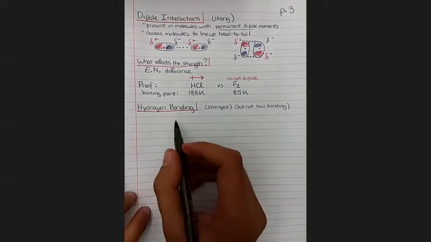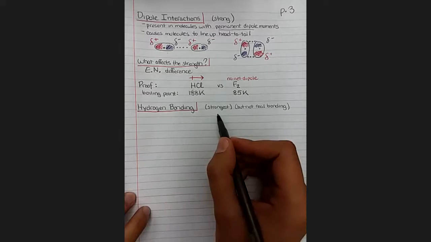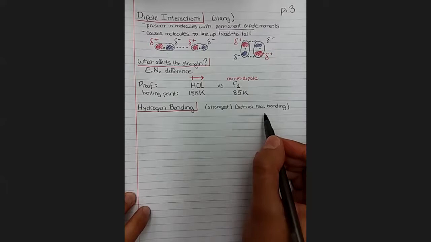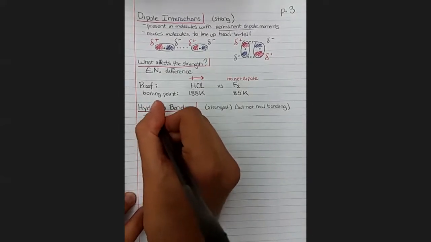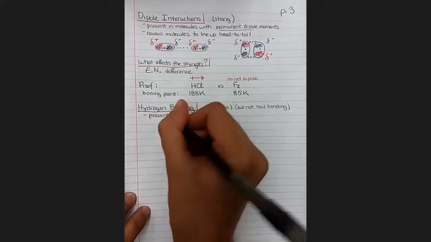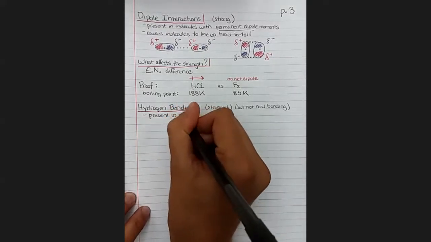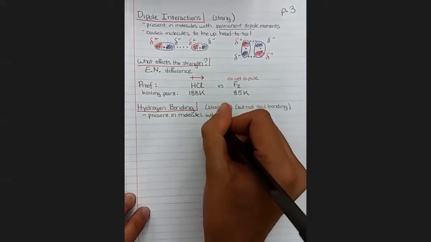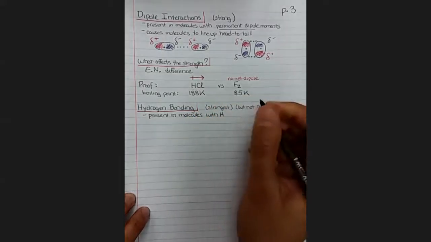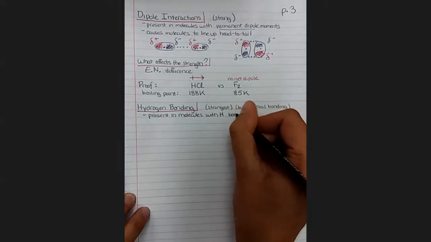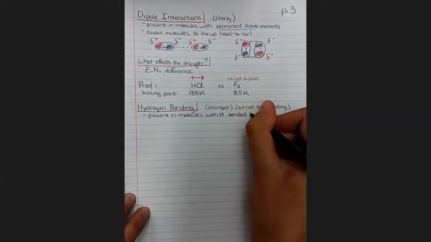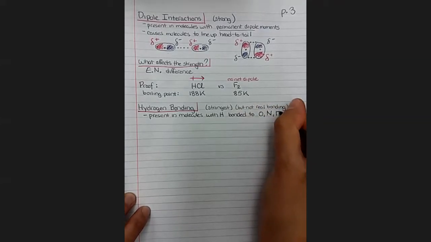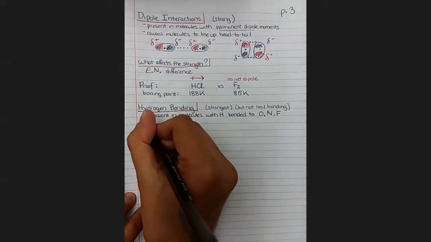All right, the next one is hydrogen bonding, which is the strongest type of intermolecular force that we have, but still is not actually a real bond. So hydrogen bonding is present in molecules which have hydrogen, obviously, but it's a particular flavor of hydrogen. It's a hydrogen that has to be bonded to something very electronegative. Has to be bonded to either an oxygen, a nitrogen, or a fluorine atom.